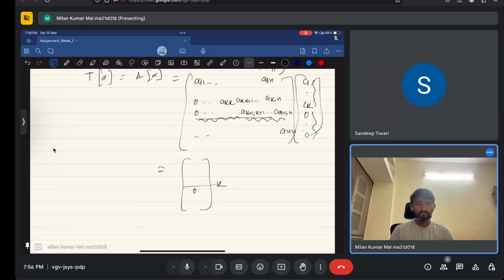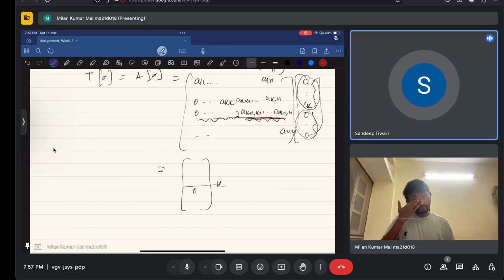Clear? Now it is clear why it is happening, because suppose up to this position we have 0 entry, so if we multiply with ck, that will be 0. After that we may have a non-zero entry here, a k plus 1, this may have a non-zero term, but here we have the 0 term, right? So that's why it is becoming 0.